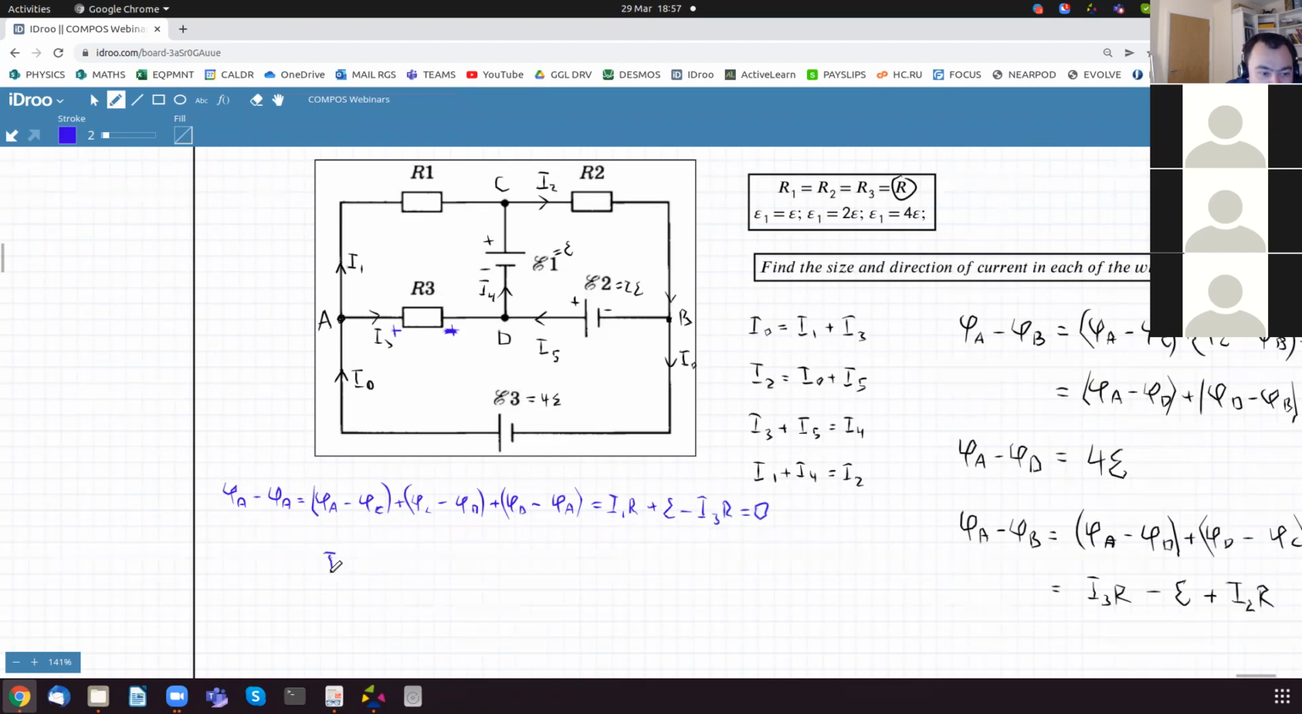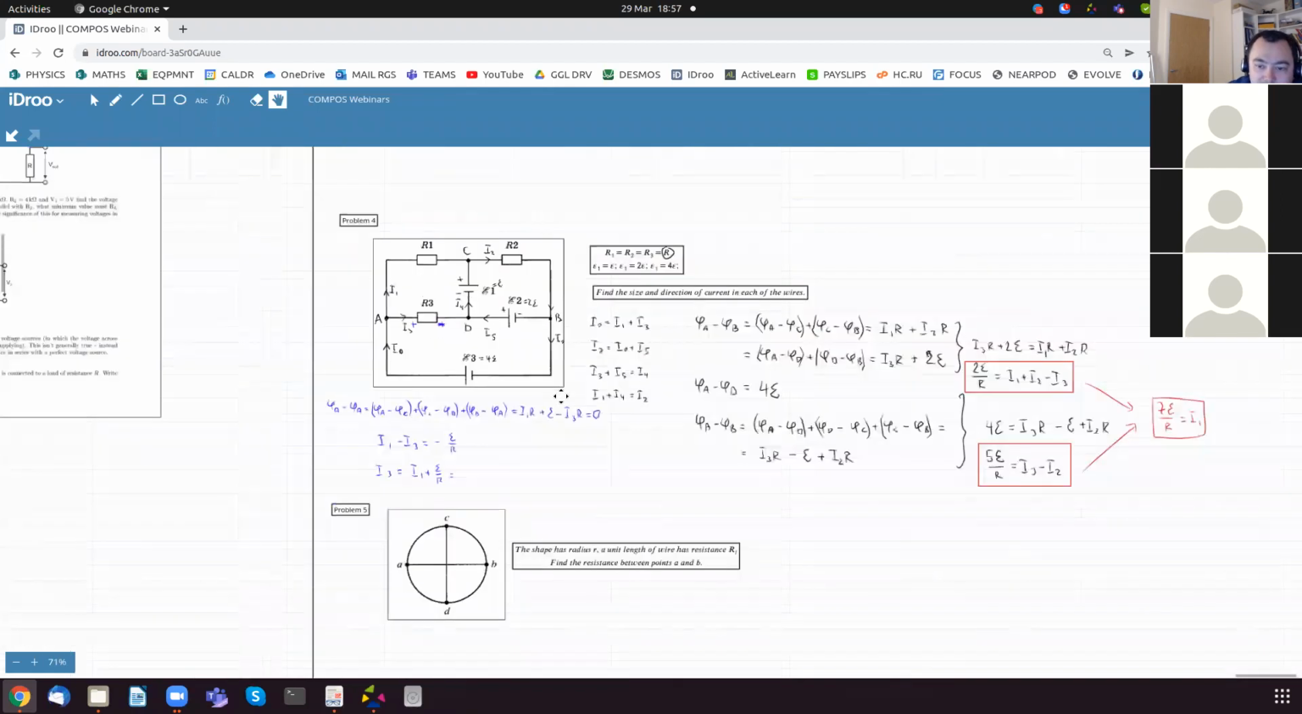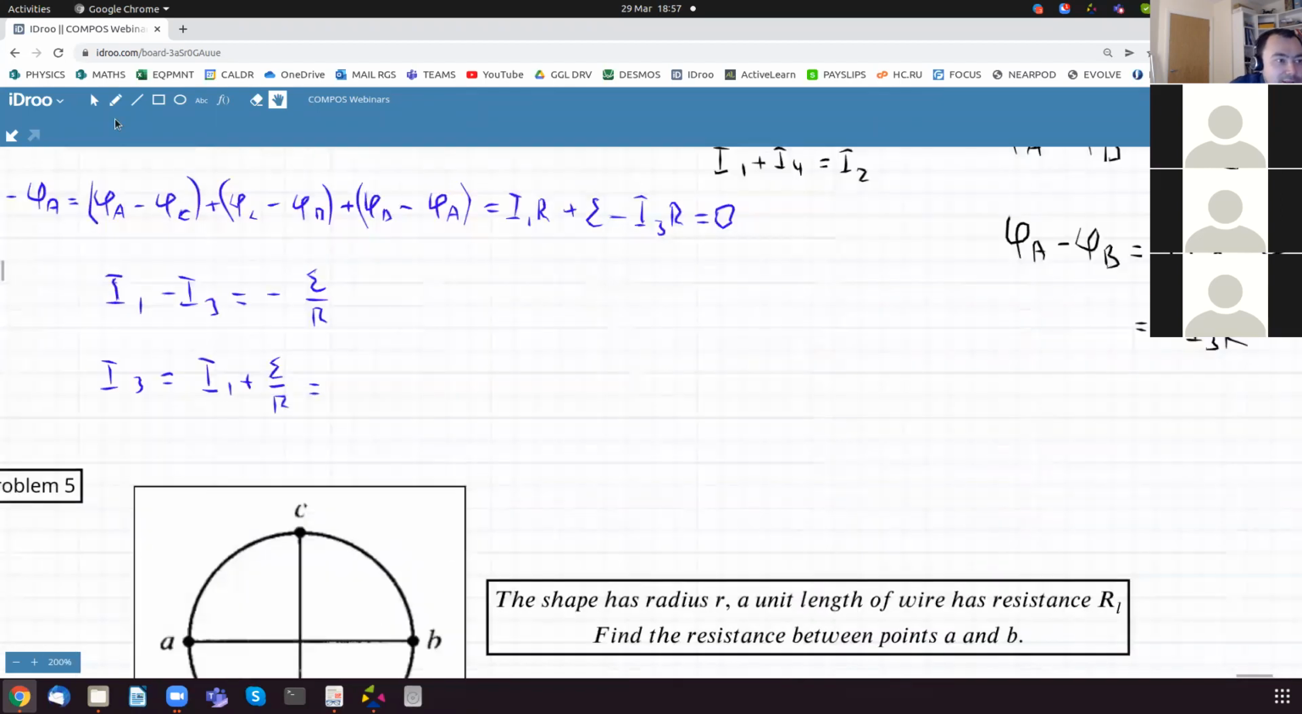And finally, we get I1 minus I3 equals minus EMF over R. So from here, I can get I3 is equal to I1 plus EMF over R. And I1 is 7 EMF over R plus EMF over R. It's 8 EMF over R. That's I3. That's going to be useful.